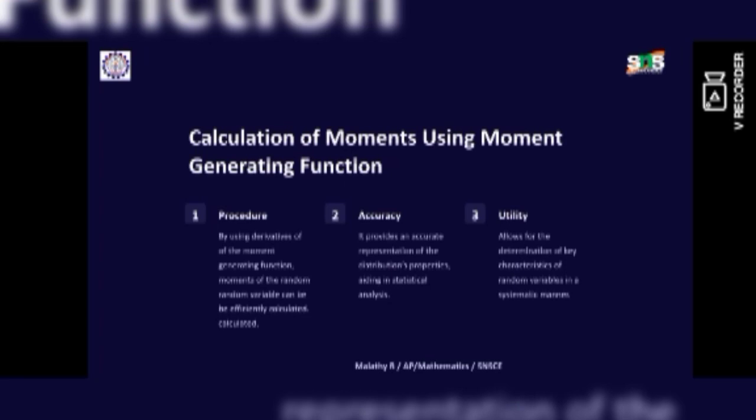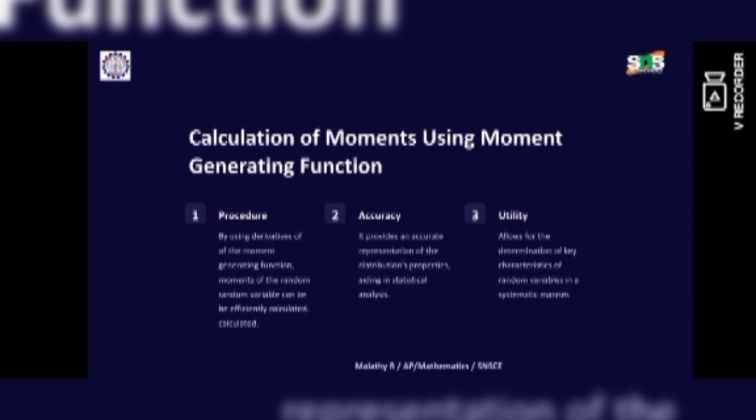Calculating moments using the moment generating function. The procedure is that by using derivatives of the moment generating function, the moments of the random variable can be efficiently calculated. Accuracy: it provides an accurate representation of the distribution properties, aiding in statistical analysis. Utility: it allows for the determination of key characteristics of random variables in a systematic manner.